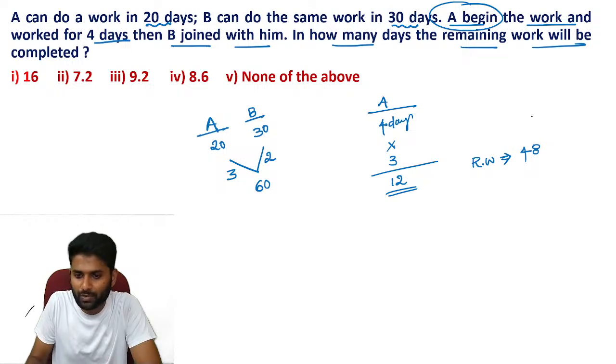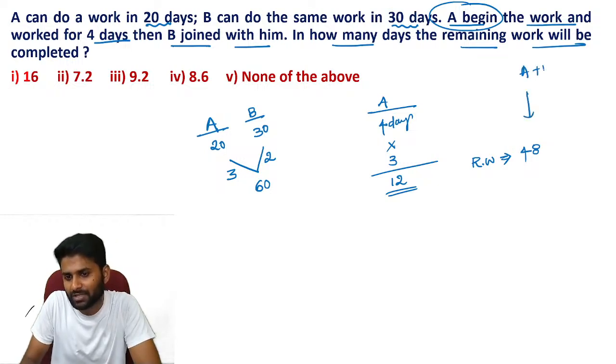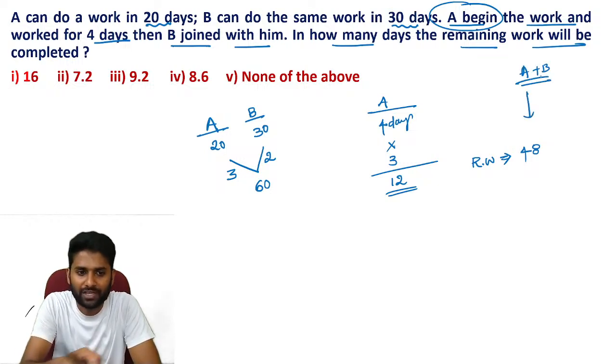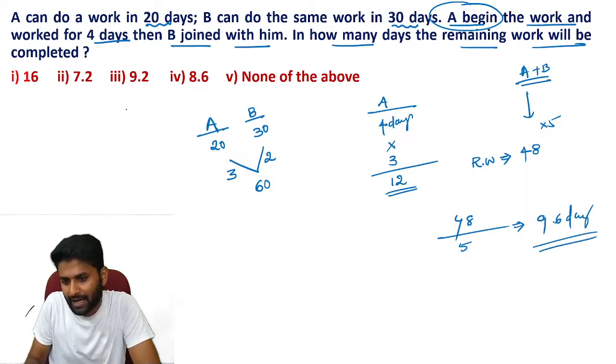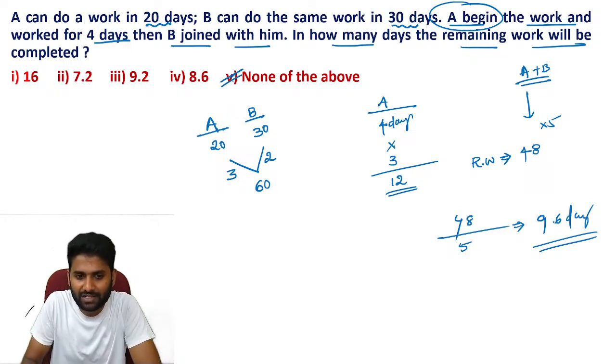And these 48 units are completed by A and B together. They clearly mention that after 4 days B joins the work. If both work together, they will complete 5 units, right? For 48 units, how much time does it take? 48 divided by 5, so this is exactly equal to 9.6 days. See, 5 nines and 5 sixes. So the answer is none of the above.